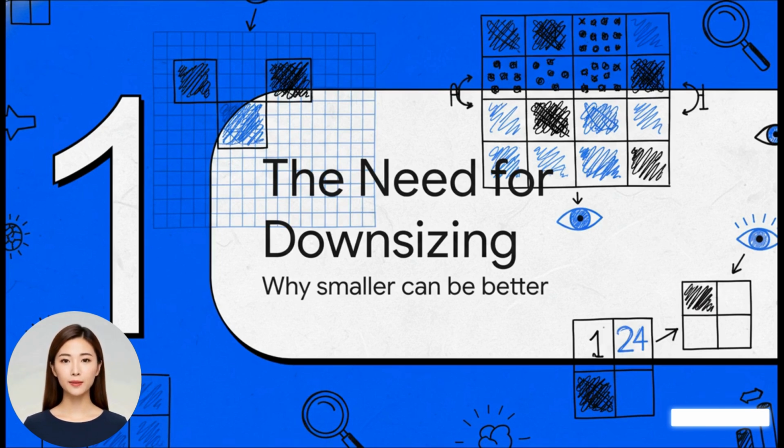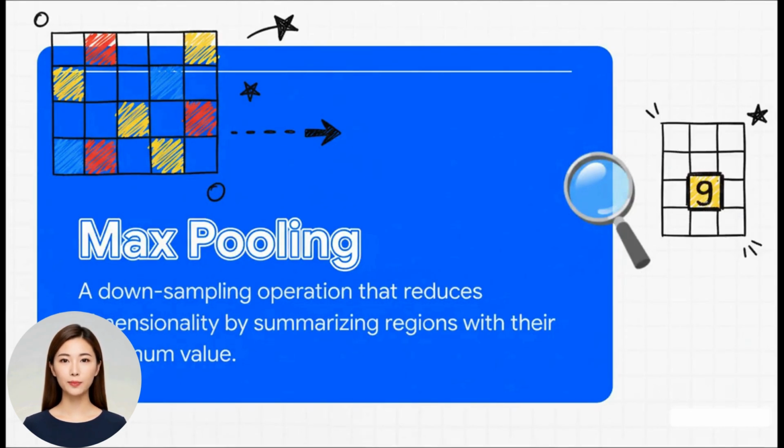You see those feature maps we just talked about? They can be enormous. They're packed with information, which is great, but also really computationally expensive. So we need a smart way to shrink these maps, to make them smaller and more manageable, but, and this is the key, without losing the most important stuff. And that smart way is max pooling.